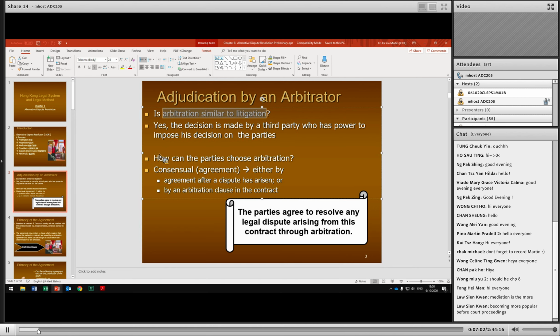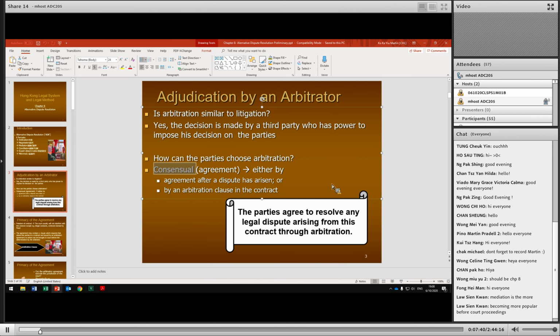Okay, and also how can the party choose arbitration? How can they come to arbitration? Just like litigation. For litigation, of course, it's very easy. You just go to court, you submit the document as required by the court, and then you can start the litigation. But how about arbitration? For arbitration, one difference is that it must be consensual. Consensual means it must be agreed by both parties. Okay? You can never force someone to have arbitration unless he's willing to do so.